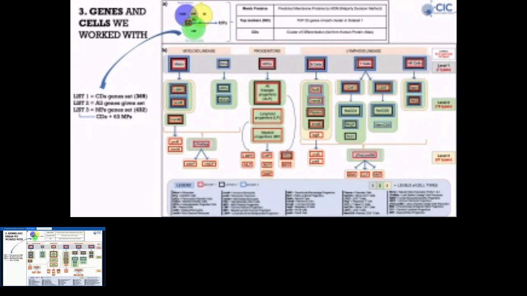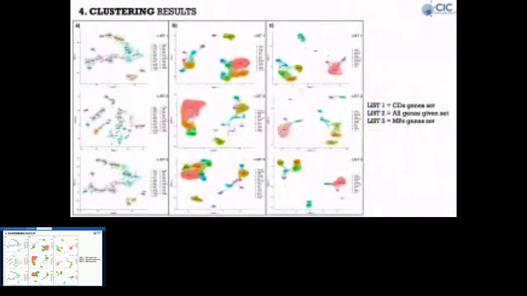Then we have the cells. We group them in the three different levels that you see because we evaluated the power of the different gene sets to identify these cell types and subtypes at the different levels. And the colors around the cell types show the datasets in which these cell types or subtypes are present.